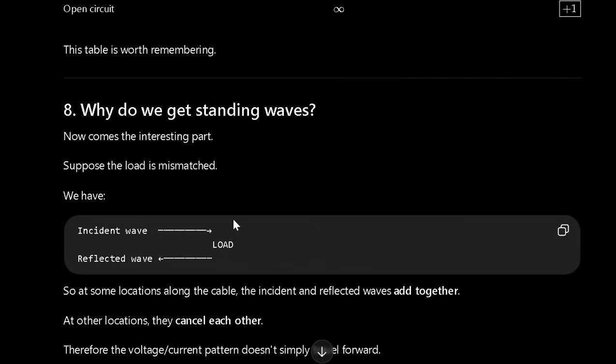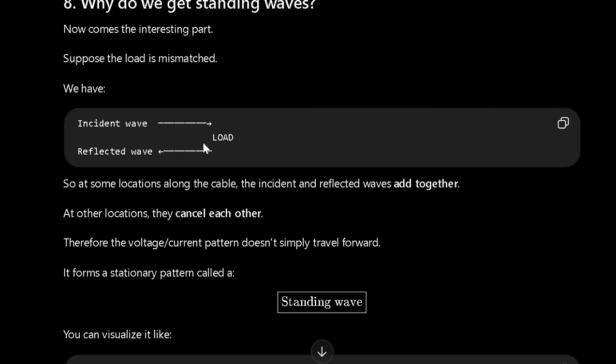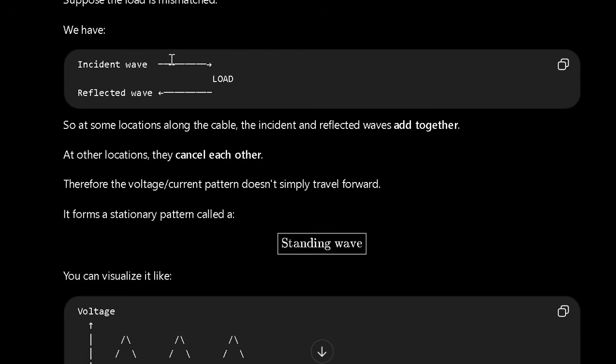Why do we get standing waves? Now comes the interesting part. Suppose the load is mismatched with the impedance of the line. Then a reflected wave will come. At some locations on the cable, the incident and reflected waves add together, Vi plus Vr. At other locations, they cancel each other, so it becomes Vi minus Vr.